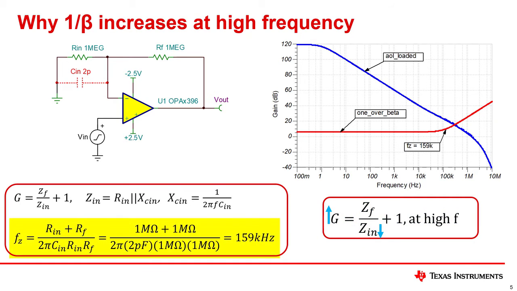Solving the gain transfer function for poles and zeros produces a zero frequency given by the general equation at the bottom of the page. The full derivation is given at the end of this presentation. Examining the gain plot shows that the 1/beta curve intersects with the AOL curve at a rate of closure of 40 dB per decade. The slope of AOL is minus 20 dB per decade, and the slope of 1/beta is plus 20 dB per decade, so the difference is 40 dB per decade. Recall from the rate of closure rules that 40 dB per decade is unstable. Thus, this circuit is unstable because of the zero in 1/beta.